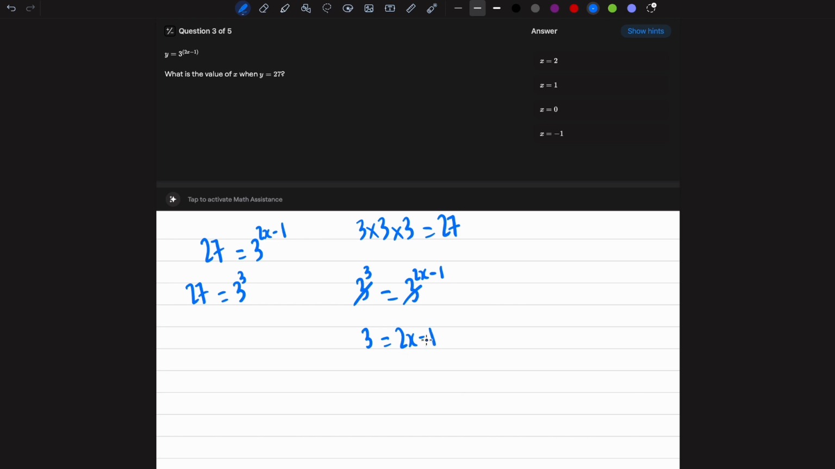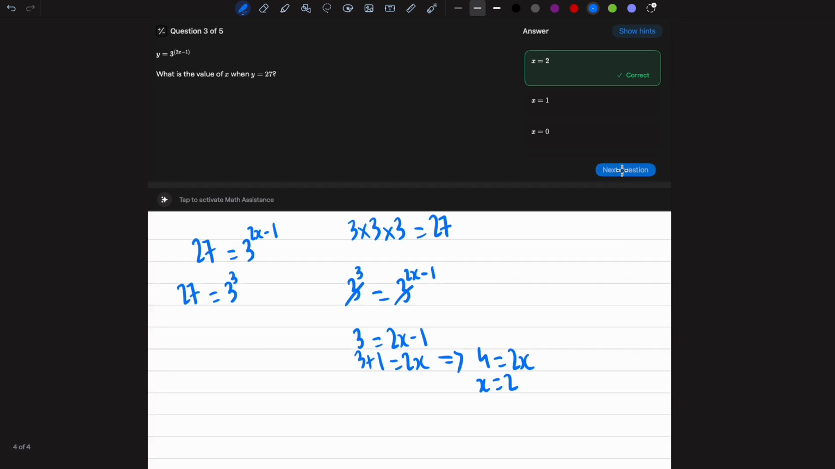Well, we simply rearrange. So we bring the minus 1 to the other side. So we get 3 plus 1 is equal to 2x, which means 4 is equal to 2x. We just divide by 2 on both sides, so we get x is equal to 2. And let's see if that's the correct answer. And that is the correct answer. Let's go to the next question.